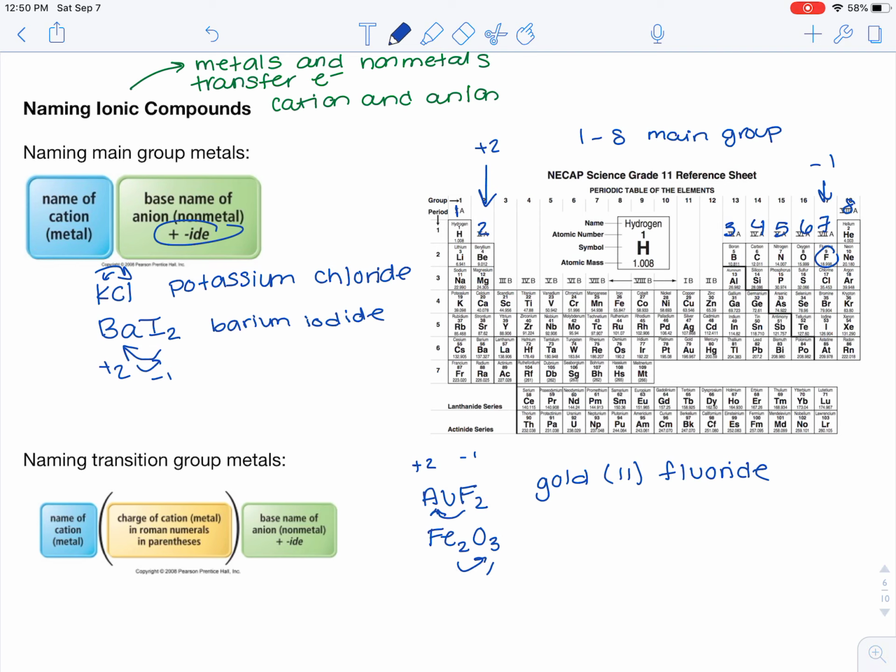The 2 and the 3 switched. Oxygen is here in group 6, is a -2 charge. That's where the 2 came from. And iron is a transition metal. It has a +3. So you would write iron, parentheses, 3, oxide.